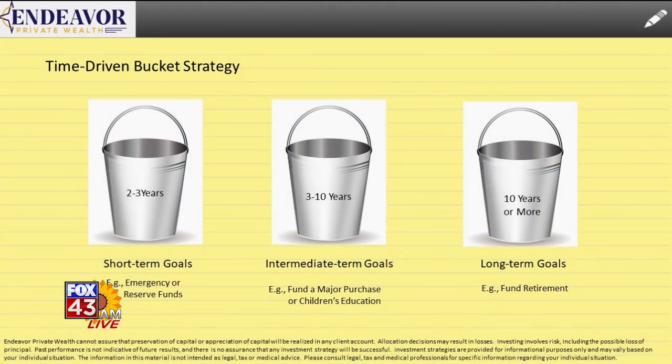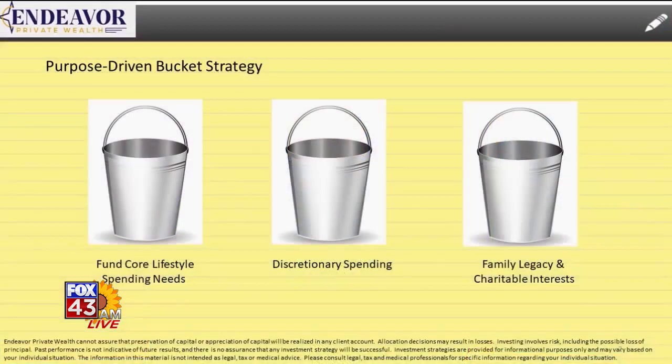Goals can be time-driven or purpose-driven. So a time-driven bucket strategy may have short-term goals such as providing sufficient financial resources to help withstand financial setbacks, midterm goals such as buying a house or funding a child's education, and then long-term goals like preparing for retirement. A purpose-driven bucket strategy may have goals such as meeting annual spending needs, discretionary spending objectives associated with a specific asset purchase, and legacy planning to benefit and support family members or philanthropic interests.